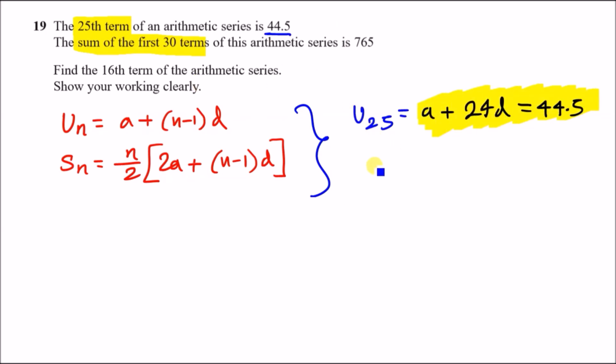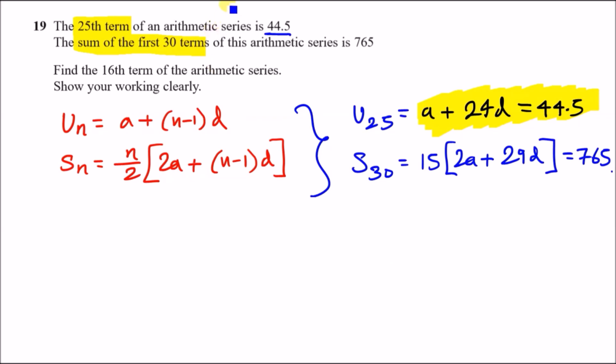Next one is the sum of 30 terms, so s30. And again, using the formula on the left, we've got n over 2, so 30 over 2, which is 15, times, and we've got 2a, which is the same, plus, you've got n minus 1. Since n is 30, 30 take away 1 is 29, d, and that's supposed to equal 765.